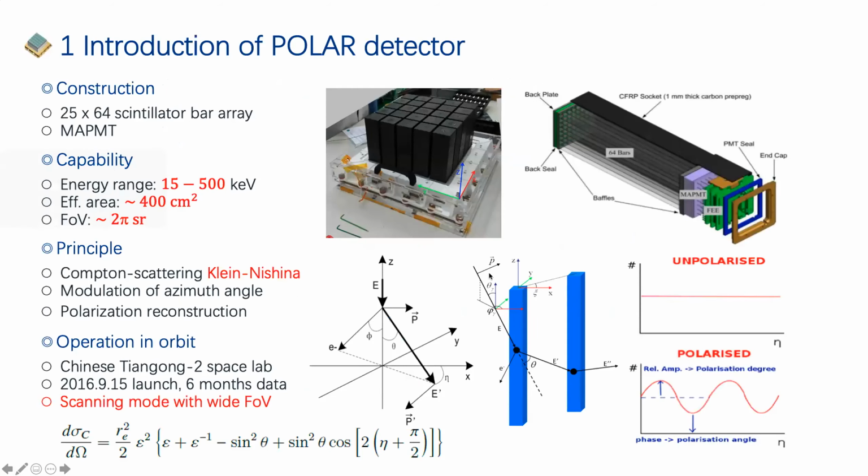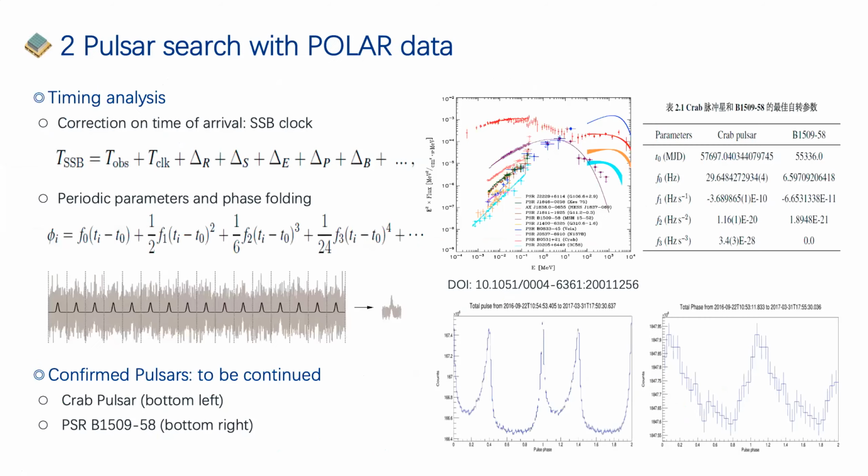For the first part, I think Marnie's talk already covered a lot, so I will skip all these details, but I just want to remind one thing, which is that POLAR is a wide field of view detector working in a scanning mode. So it is dedicated to transient sources, therefore for persistent sources like the Crab Pulsar, it suffers from a high background level and complicated observational parameters.